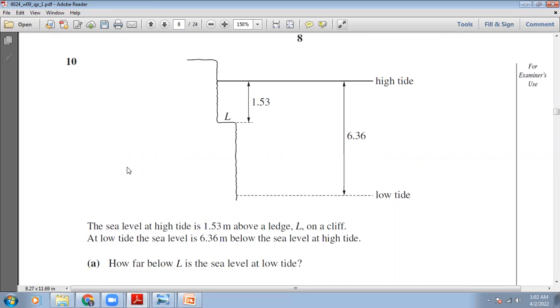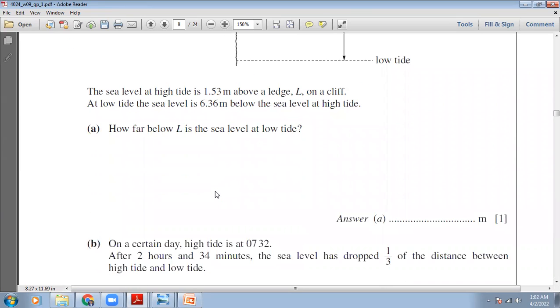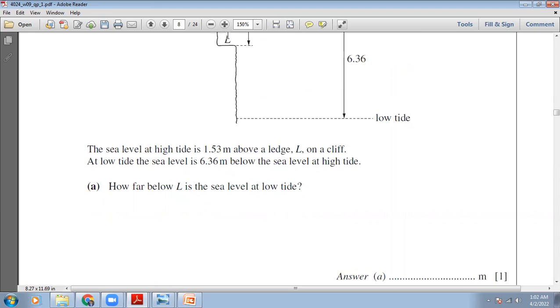The sea level at high tide is 1.53 meters above a ledge. So here we have a ledge. So at the high tide, the level of the water goes 1.53 meters above this ledge. At low tide, the sea level is 6.36 meters below the sea level at the high tide. So when there is low tide, the level of the sea is 6.36 meters below the high tide.